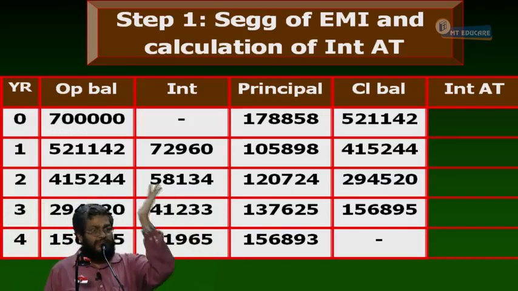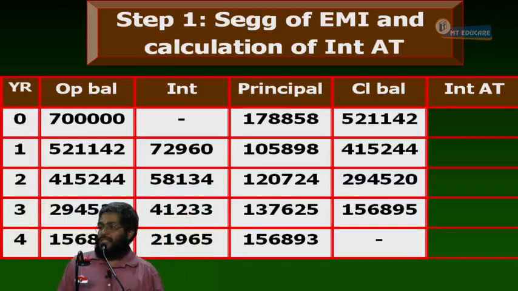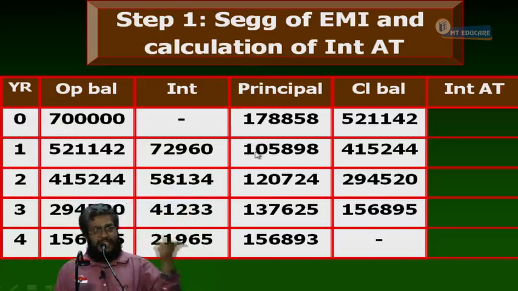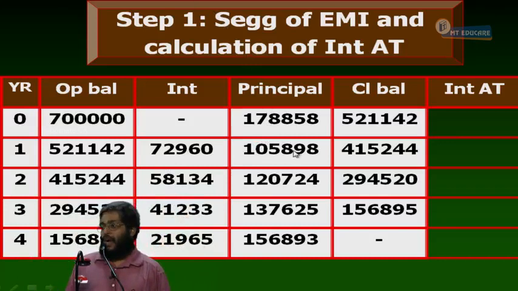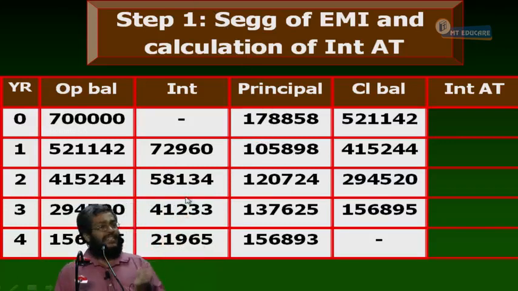Today, 178,850 a check. How much went for interest? Nothing. What went for principal? 178,850. Next second check, how much went for interest? 72,960. What for principal? 105,898. Like that, every check is segregated the money into what? Principal portion and interest portion.